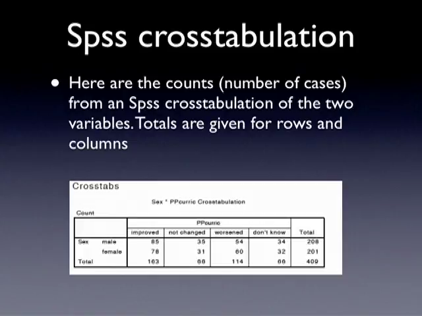In an SPSS cross-tabulation, here I'm giving one, here are the counts, the number of cases for these two variables. It also gives totals in the rows and the columns, but the central part of the table, the numbers 85, 78, 35, 31, 54, 60, 34, 32, are in fact the cross-tabulation. They're telling us how many cases out of the 409 cases were in each combination of the independent and the dependent variable classifications.